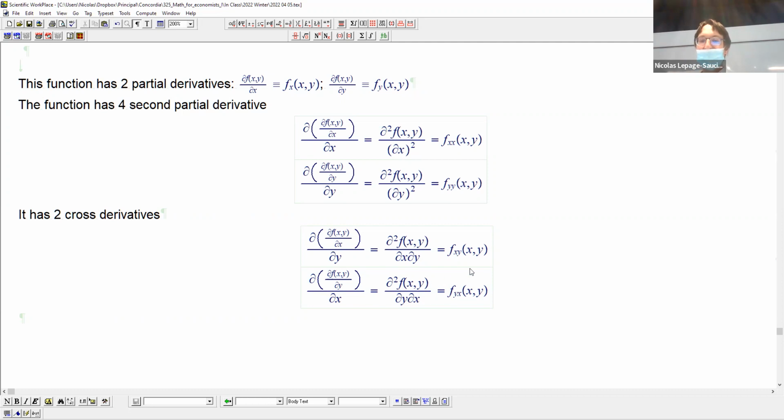All right. So well, let's do that simply. So let's look at an example. So let f of xy equal x squared plus xy. Right? So compute the two partial derivatives, fxy and fyx.